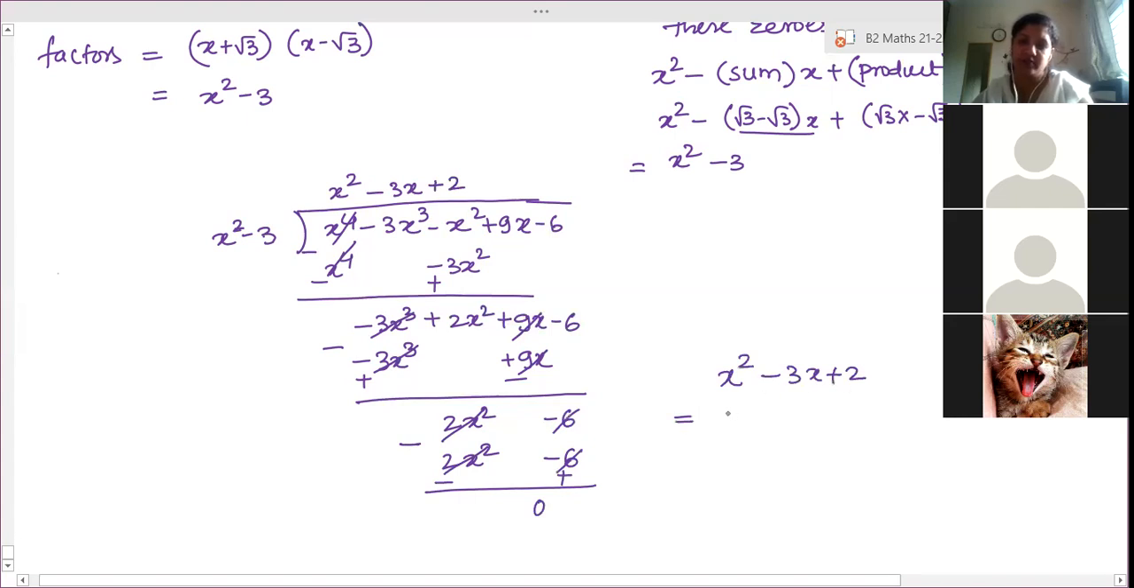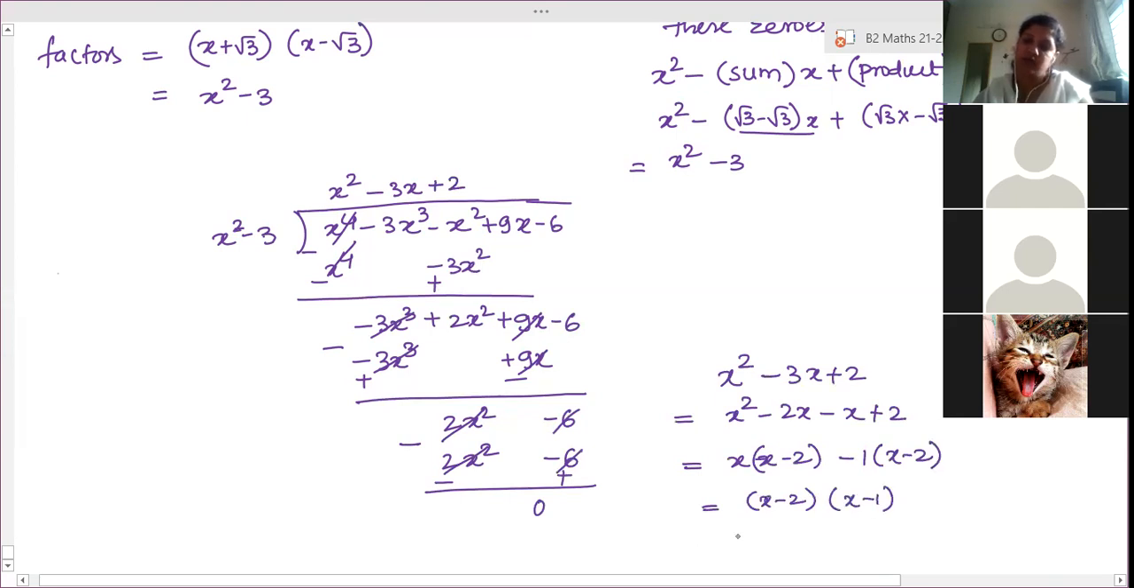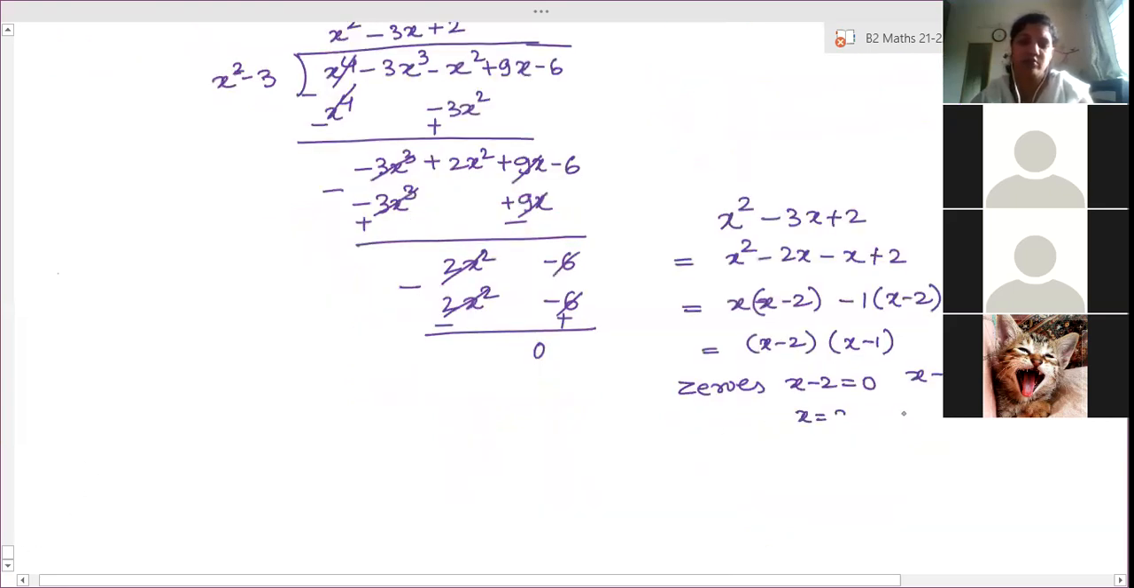Now factorize it. x square minus 2x minus x plus 2. x into bracket x minus 2 minus 1 into bracket x minus 2. x minus 2 into x minus 1. So these are the factors. So zeros are: x minus 2 equated to 0, also x minus 1 equated to 0. So x is equal to 2, x is equal to 1. So all the zeros are, initially given, root 3 and minus root 3, and the new ones you got as 2 and 1.